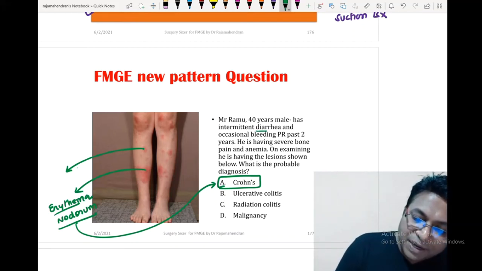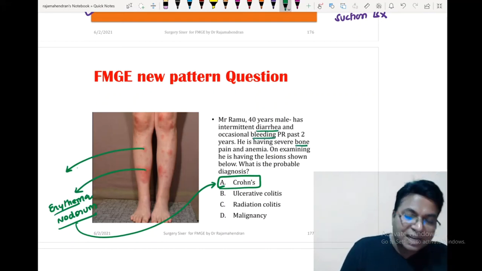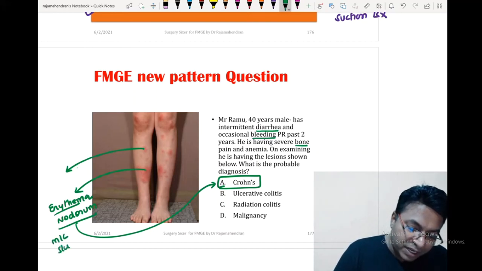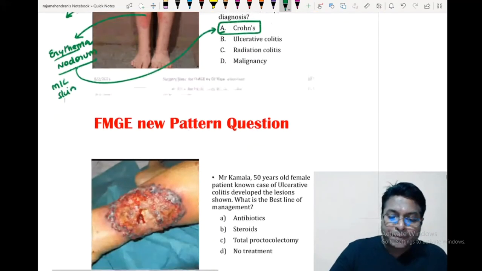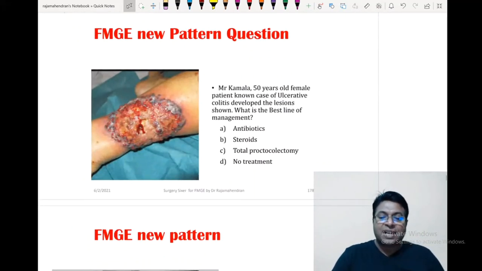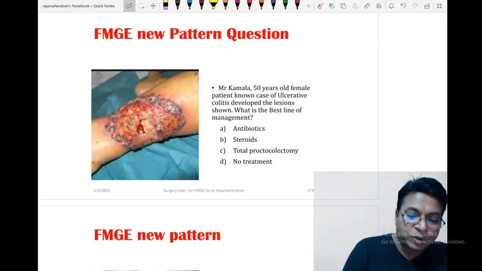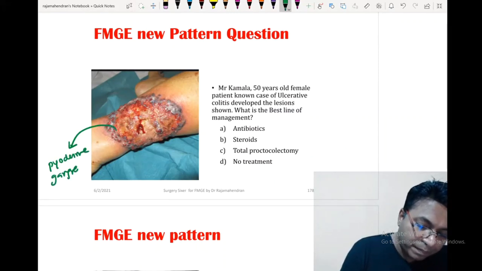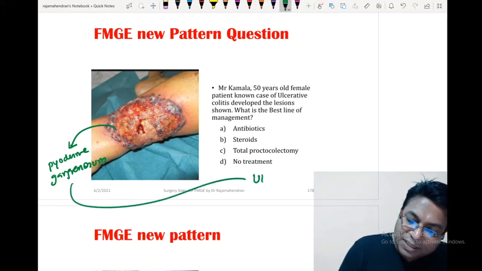The catch point is the patient is having diarrhea, bleeding, bone pain, and lesions like this known as erythema nodosum, the most common skin lesion in Crohn's. This is the most common skin lesion in ulcerative colitis. This is also a dermatology question. What is this? This is pyoderma gangrenosum. It is the most common skin lesion in ulcerative colitis.